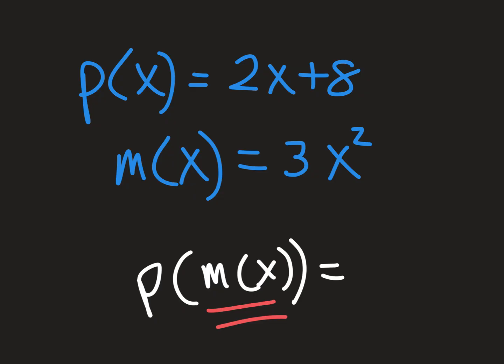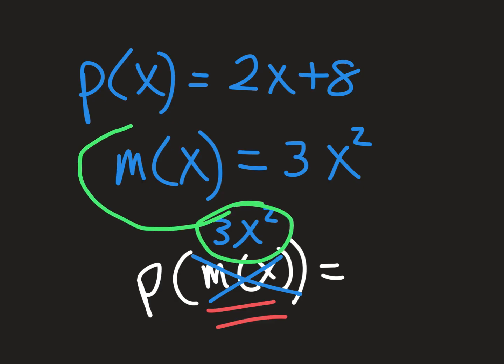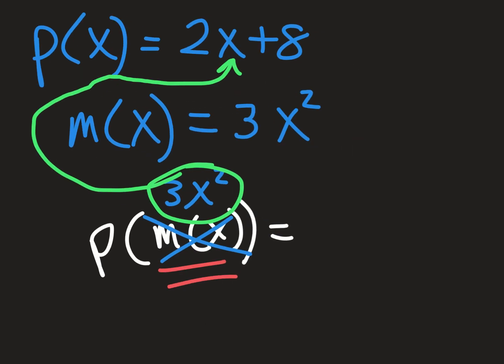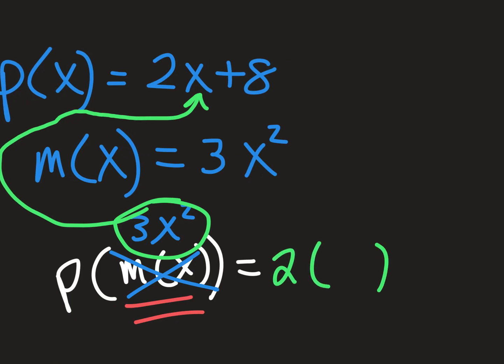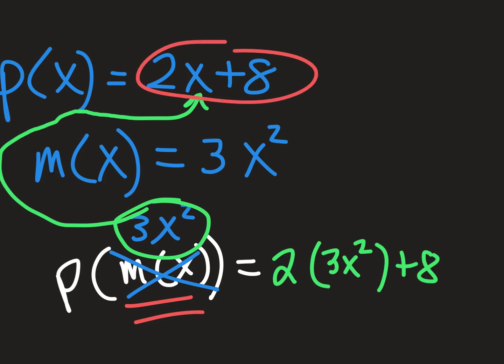All right, m of x, I know what m of x is. It's 3x squared, because it says so right above. And now it's p of that. So now I put this into the p function. I'd put it there, and now I have 2 parentheses where I drop in the 3x squared plus 8. That's just a copy of this with a 3x squared in it. And now I multiply it out, and I end up with 6x squared plus 8. Who had that one right? Nice. Okay.